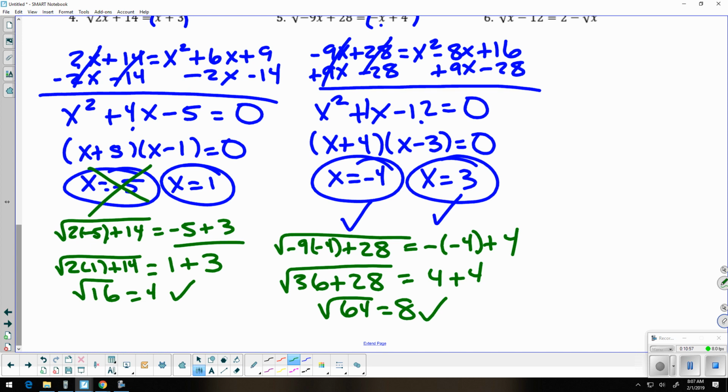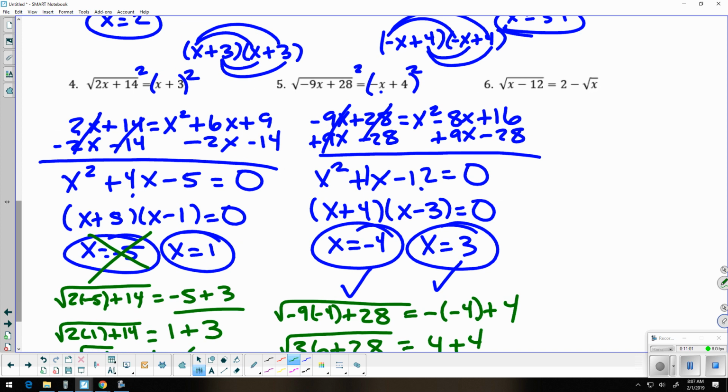3 also works too. Just be careful with the 3 because the right-hand side again would be negative 3 plus 4 when you plug in 3 for x, but they both work. Okay, so no extraneous solutions for that one.